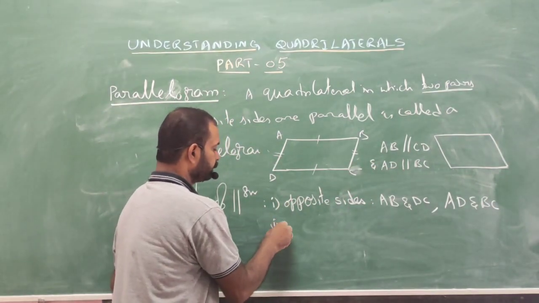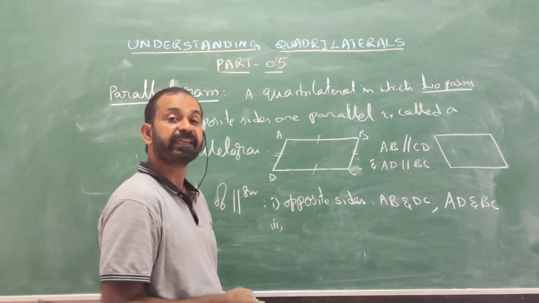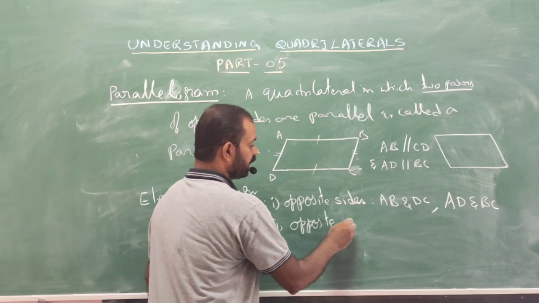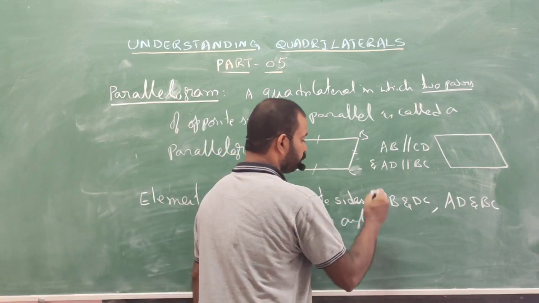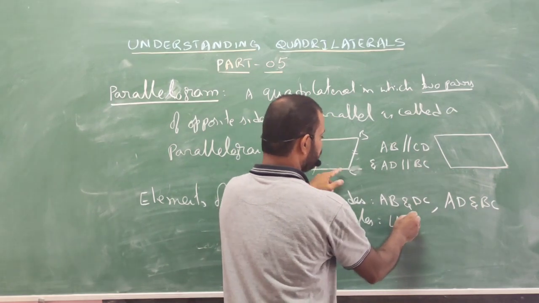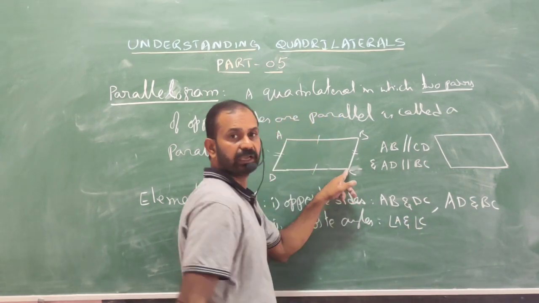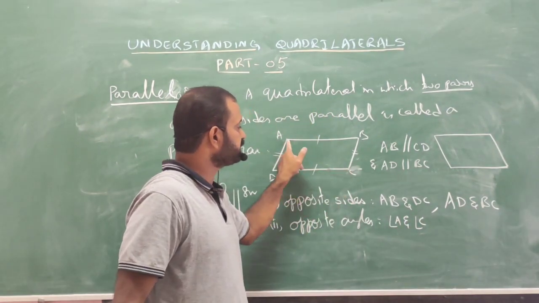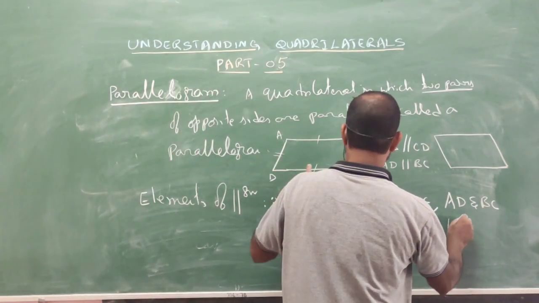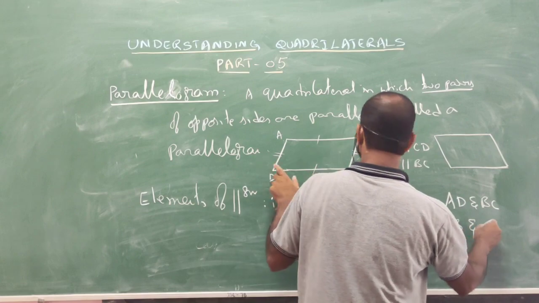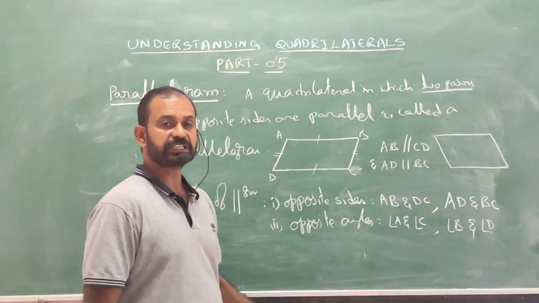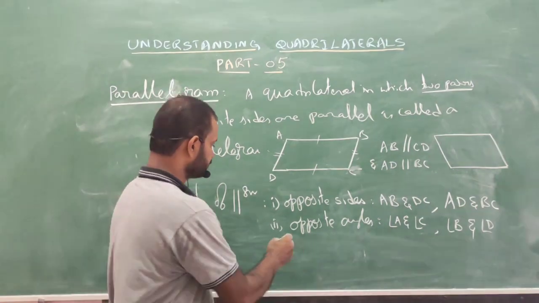Second one: opposite angles. What are the opposite angles? Angle A and angle C are opposite angles. And another pair is angle B and angle D. These are the opposite angles.